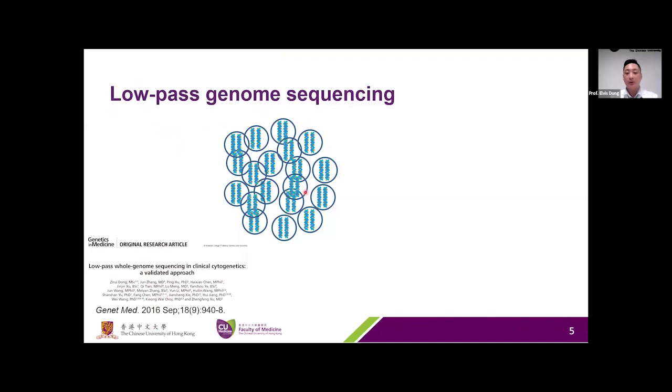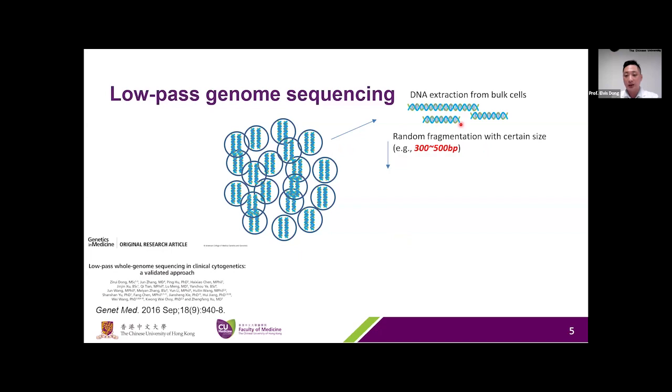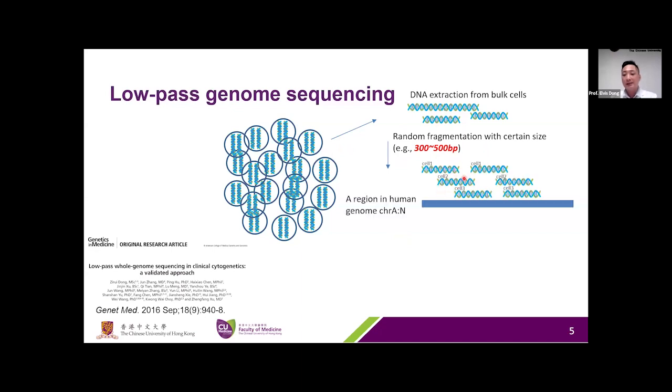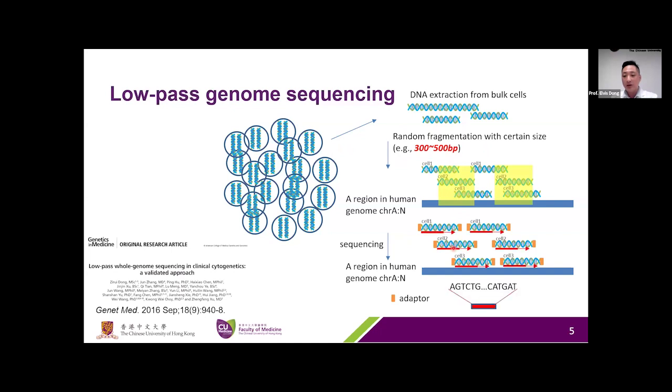Regarding the process for DNA sequencing, if you submit a sample that consists of many cells, those cells have a lot of DNA. When you do the library construction, we need to do a lot of steps before sequencing. After DNA extraction, we obtain very long DNA as well as very short DNA, so we need to fragment it into a certain size, let's say 300 to 500 base pairs. After that, each locus will be covered by different DNA segments from different cells. Eventually, after you perform the sequencing, you know the ATCG sequence, and the same locus is covered by DNA from different cells.